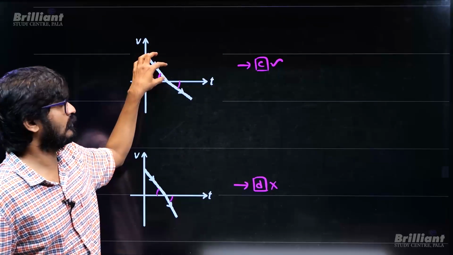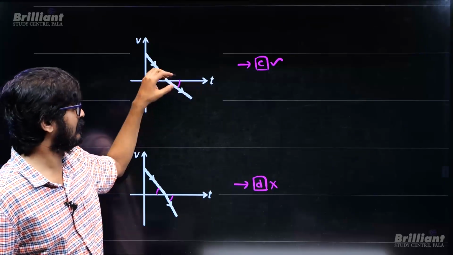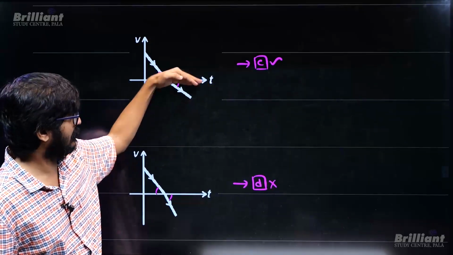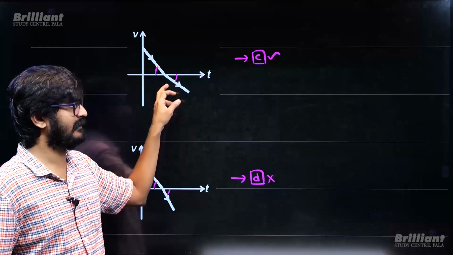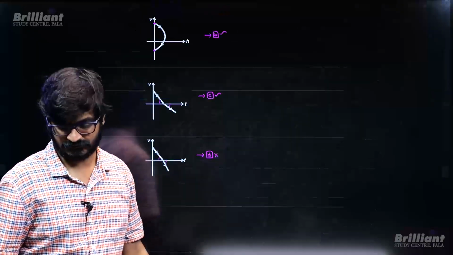So while going up, the slope has to be more. While coming down, the slope has to be less. That's in this case. Here this line's slope is less and this line's slope is more. So this is correct. This can be correct. This is not correct.